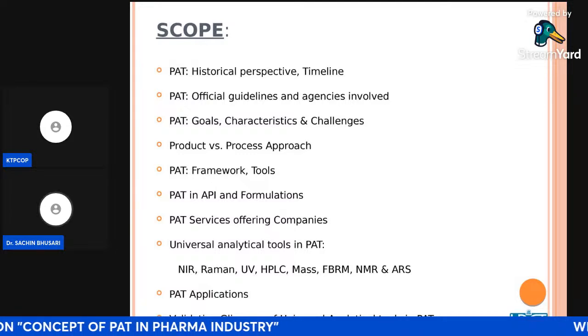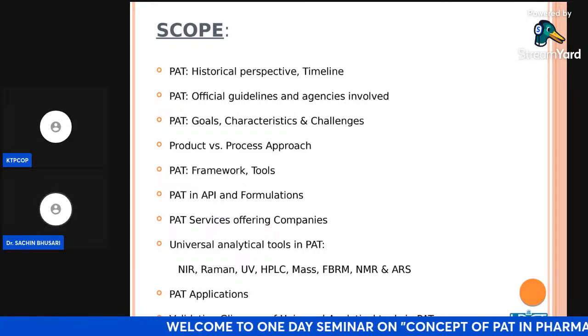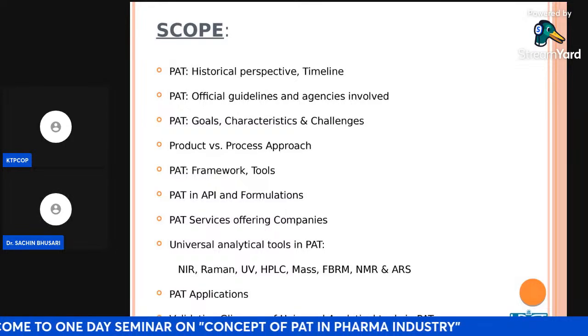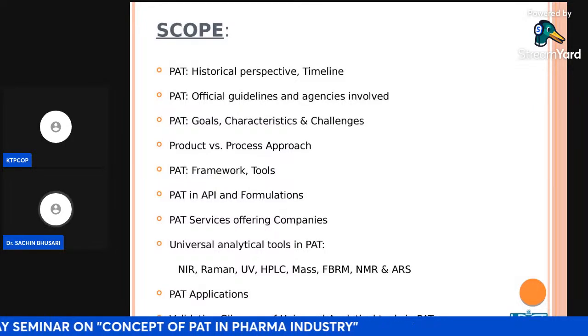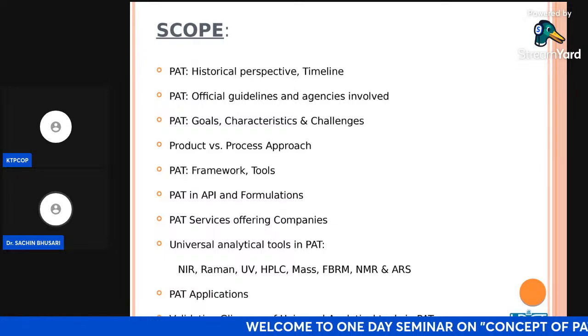My presentation will give you an overview about the product versus process approach, which is the latest one that one has to understand. Then I'll be covering the PAT framework in detail and the tools which are used in PAT. Then I'll be covering PAT in API as well as formulations because in the pharma industry, it is not synthesis of API only, and it is not limited to tablets and capsules.